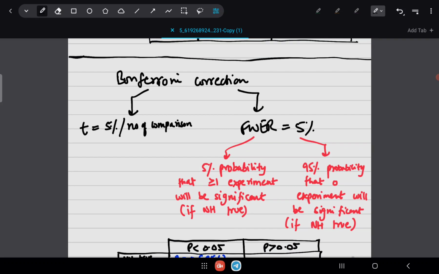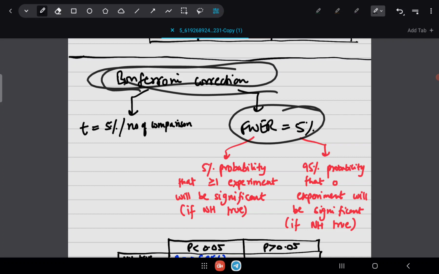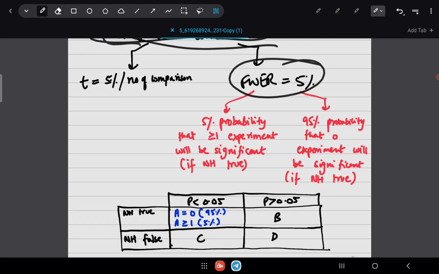Let's say we have corrected for multiple comparison by Bonferroni correction. In case of Bonferroni correction, we usually try to maintain the FWER at 5%. So what will be the interpretation of that 5%? It means that there is a 5% probability that at least one or more than one comparison will be statistically significant just by chance if NH is true. And similarly, there is a 95% probability that none of these experiments, 0 experiments, will have a significant p-value if the null hypothesis is true in reality.